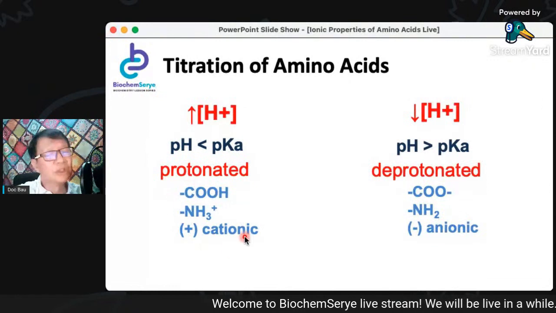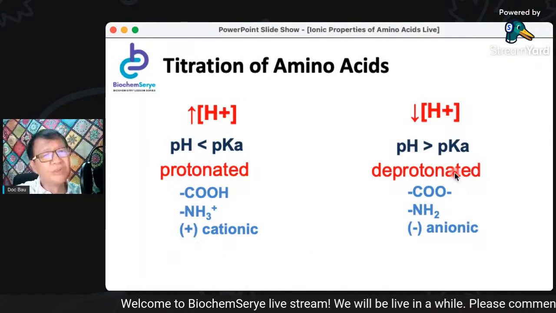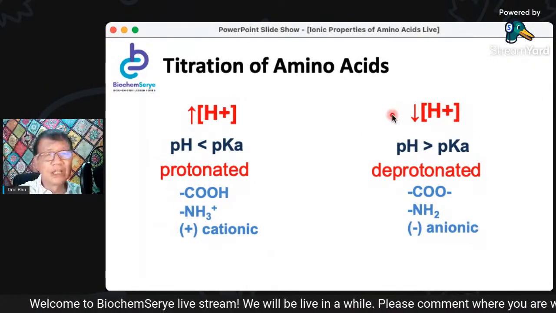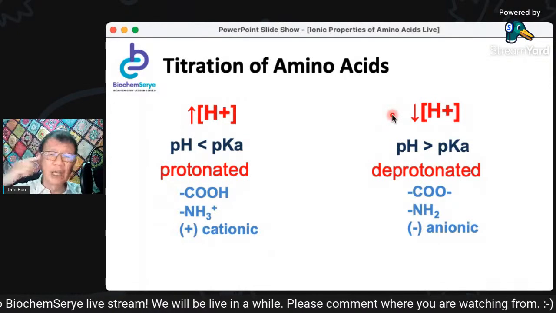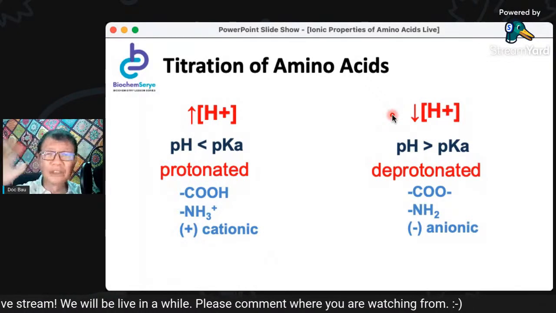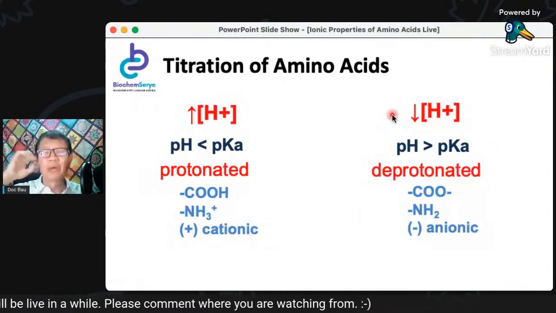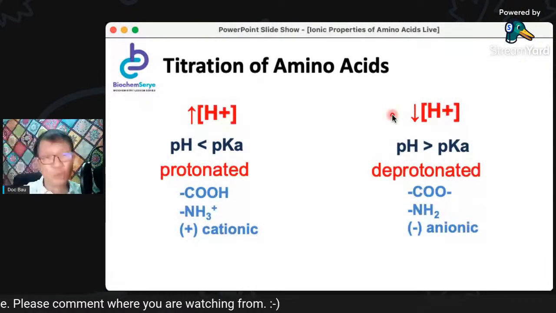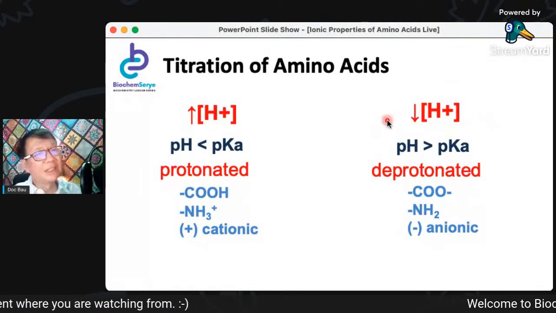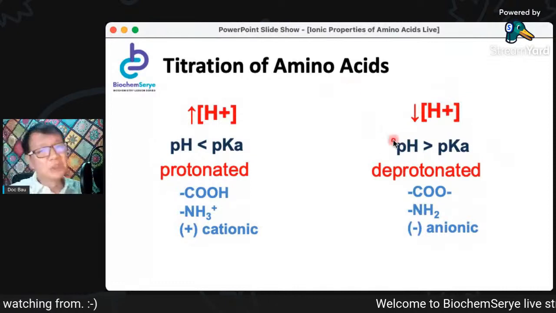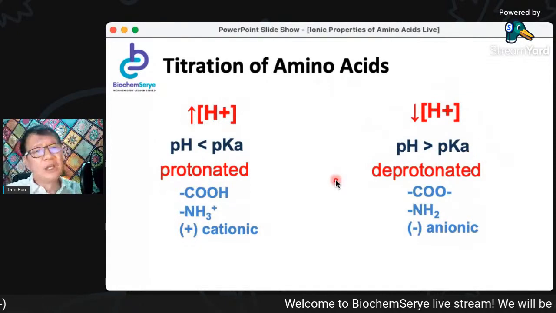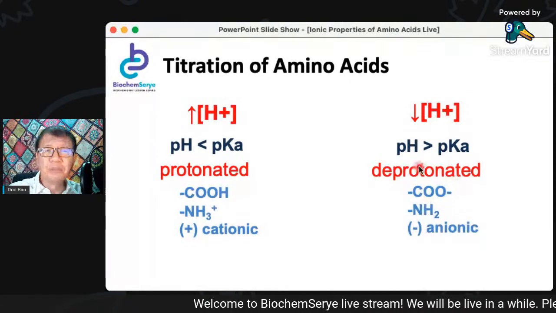So this will be cationic; it will migrate to your cathode. On the other hand, when you add your hydroxide ion, what happens? Your hydrogen ions will react with your hydroxide ions to form water. Your hydrogen ion concentration decreases, and your pH will now be above your pKa. Your functional groups will be deprotonated.